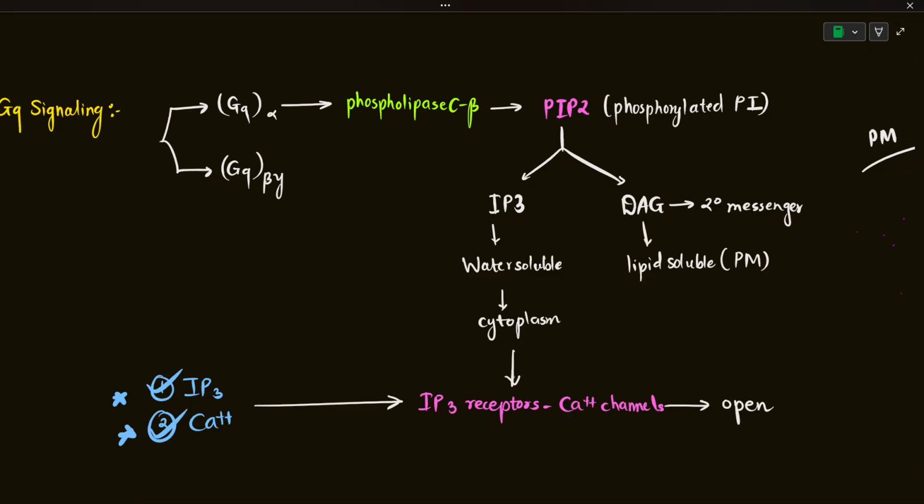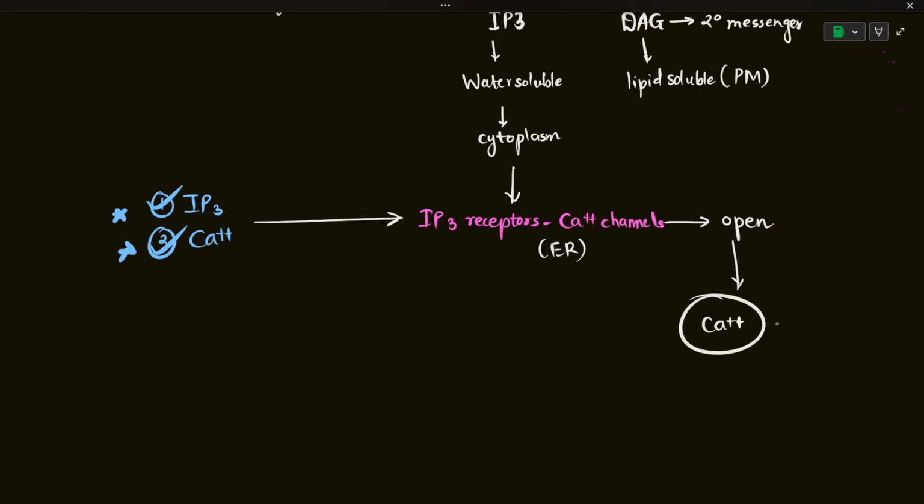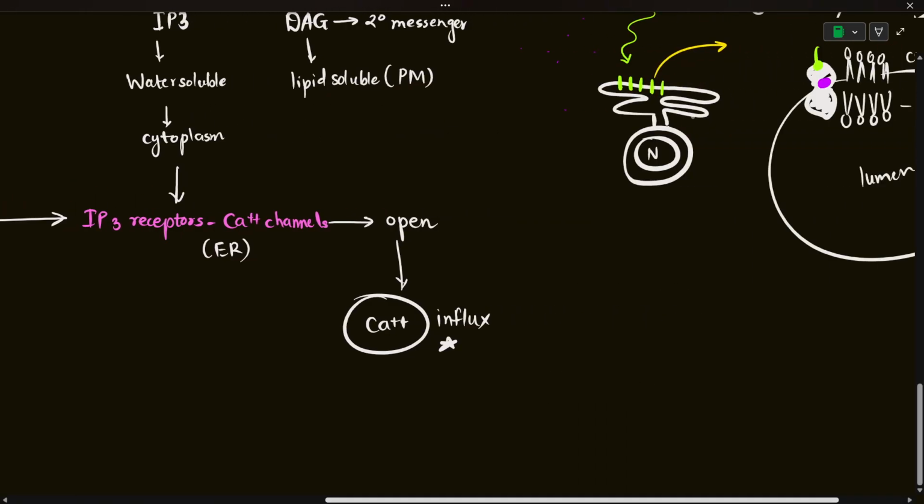Once those IP3 gated calcium ion channels of the endoplasmic reticulum open, what will happen? They will do the calcium ion exchange. So calcium ion influx will be seen. Whenever I'm saying influx here, this means that the calcium ion is being released from the endoplasmic reticulum into the cytoplasm.